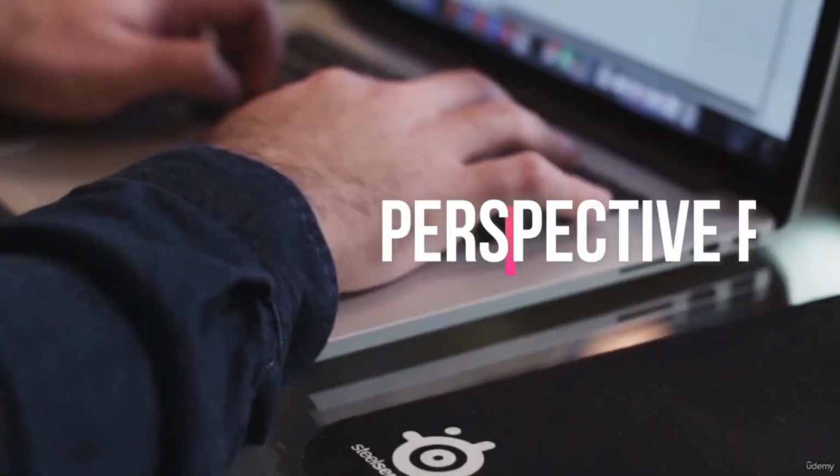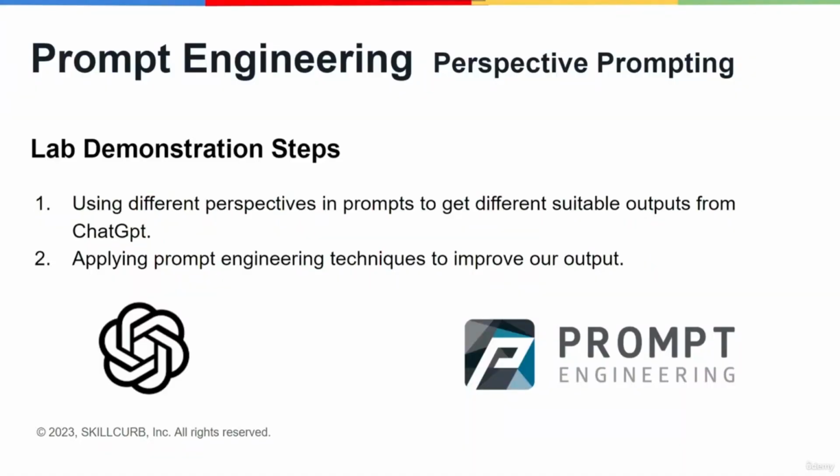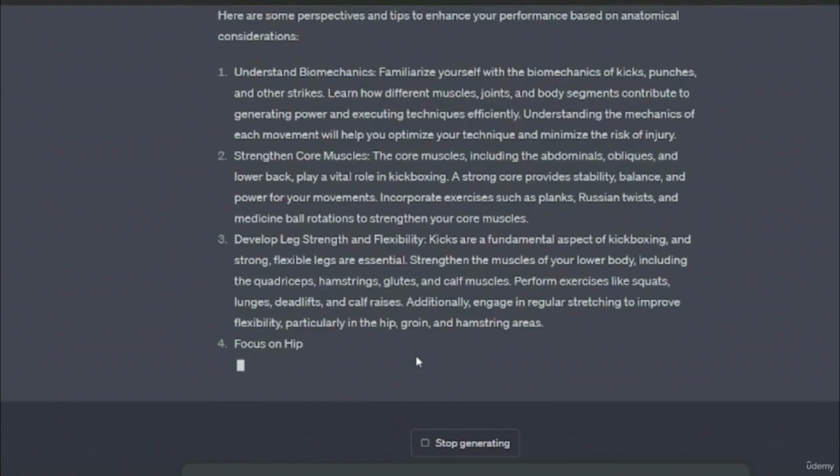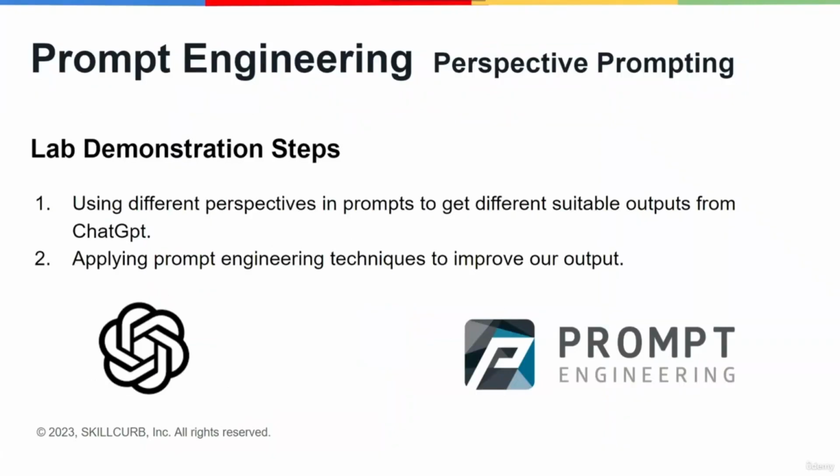In this video, we'll be discussing perspective prompting. Before we start the video, let me just demonstrate this lab to you real quick. We'll be using different perspectives in prompts to get different suitable outputs from ChatGPT, and we'll also be applying prompt engineering techniques to improve our output.